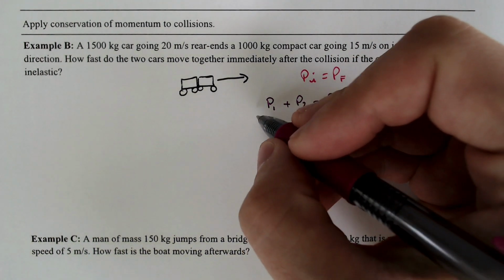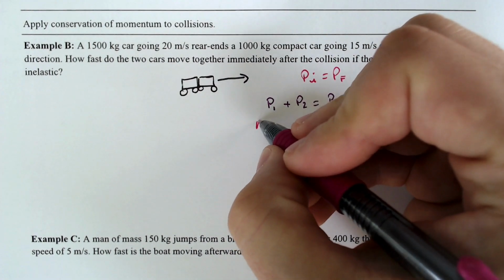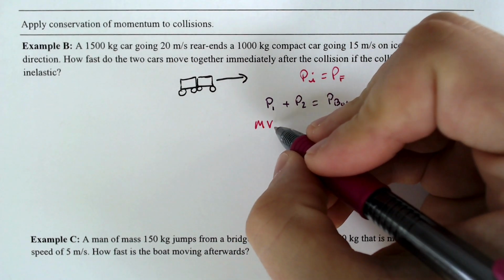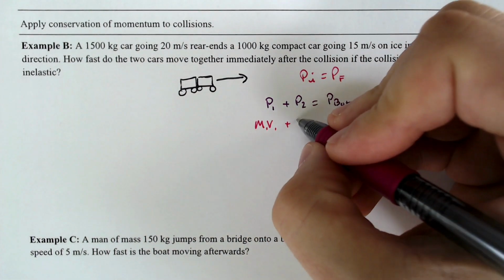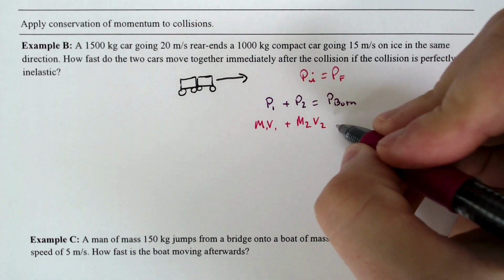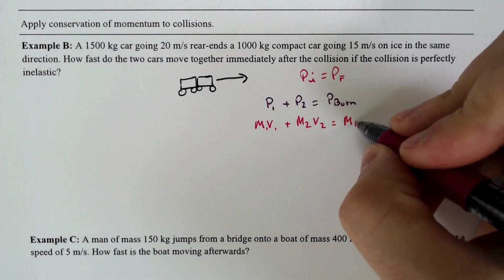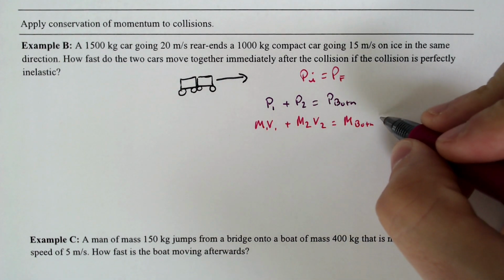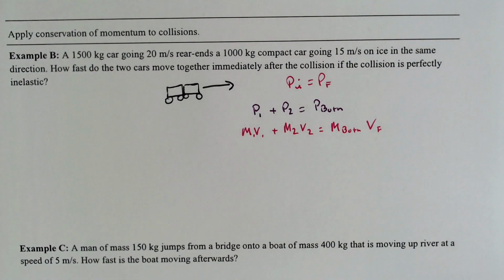All right, so the momentum of one car would be its mass times its velocity. So we'll call it m1 v1. The momentum of the second car would be its mass times its velocity. And then the momentum of both of them combined would be the mass of both put together times the velocity final. For both of them, technically, they would have the same velocity.